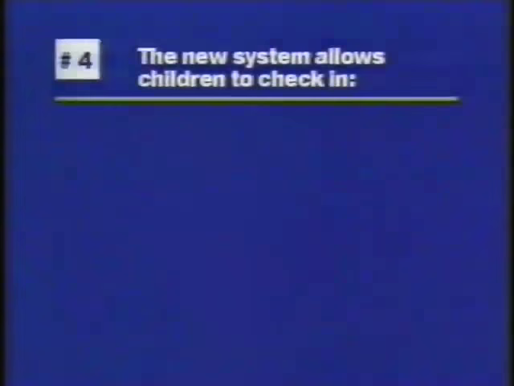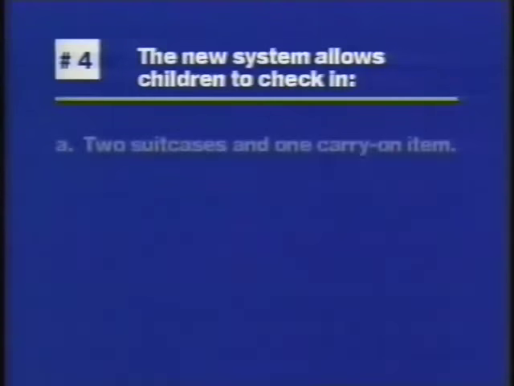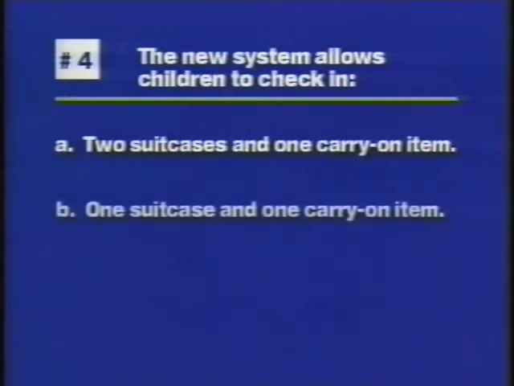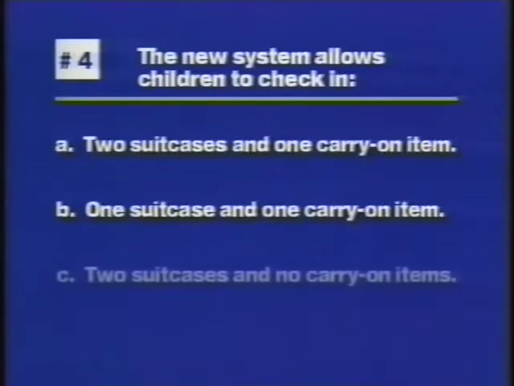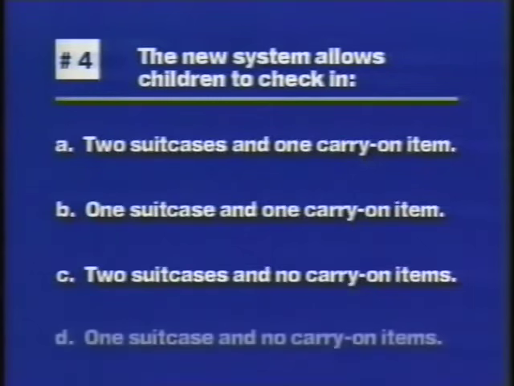Question 4. The new system allows children to check in A. 2 suitcases and 1 carry-on item. B. 1 suitcase and 1 carry-on item. C. 2 suitcases and no carry-on items. D. 1 suitcase and no carry-on items.